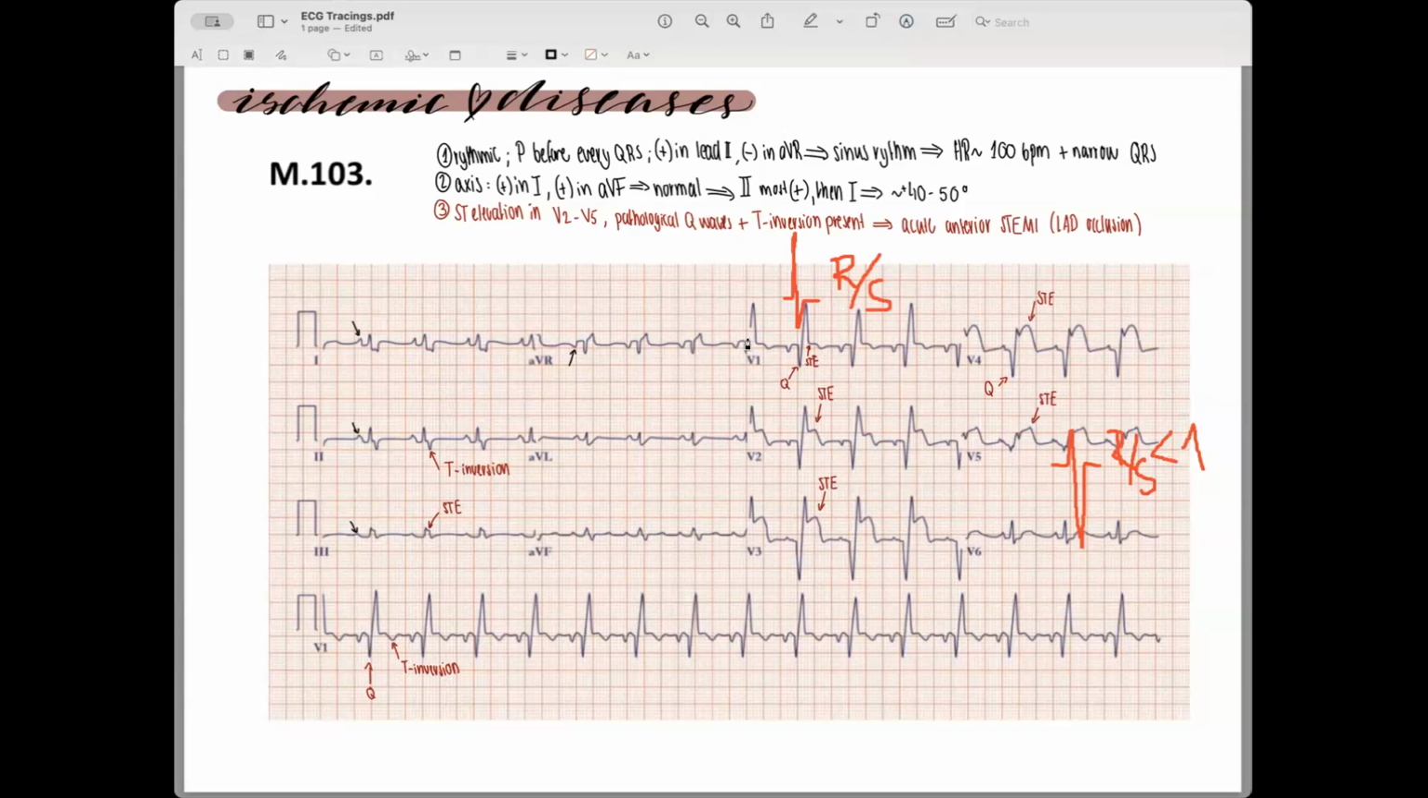Okay, and now you can explain what it can be. That's an S wave. See, that S wave is due to the right bundle branch block. Okay. Good. Now you won't have a problem with it for sure.